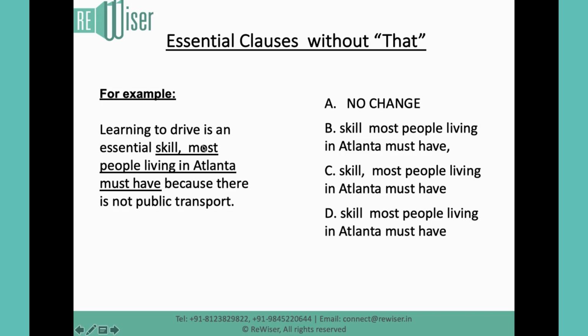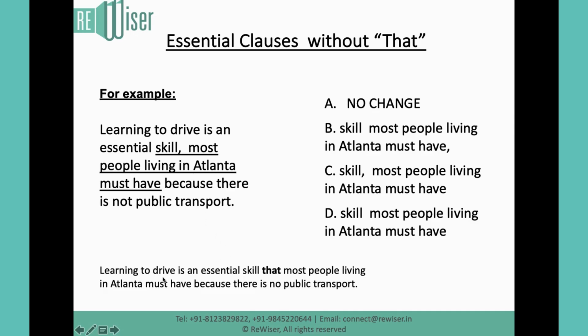Let's illustrate with a proper SAT kind of example. Learning to drive is an essential skill most people living in Atlanta must have because there is no public transport. Who are the people who should have this? Most people living in Atlanta. Why? Because there's no public transport. So this is essential. The other way of looking at it is, would I be able to fit the word that over there? Yes. I can actually say learning to drive is an essential skill that most people living in Atlanta must have. If I had put the word that, I would not have put a comma after skill. For the same reason, here too, I should not put a comma after skill.